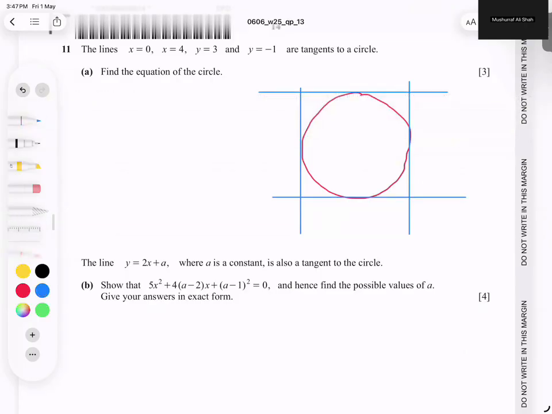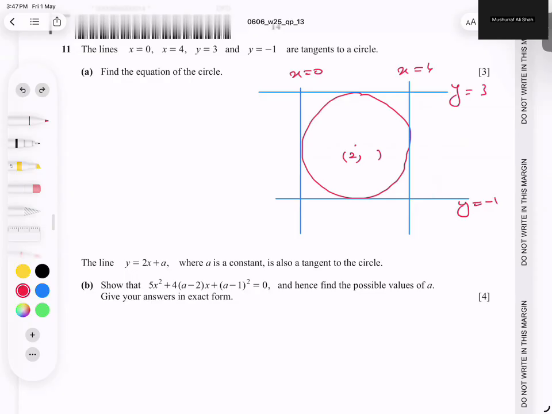So basically, if you look here, we have 4 tangents. First of all, I just show you, then I talk about where the x-axis is. This line is x equal to 0, this is x equal to 4. So this gap is 4, this gap is also 4. So half of it is x equal to 2, because 4 divided by 2 is 2. Now, the important part: this is y equal to -1 and y equal to 3, so this gap is also 4.